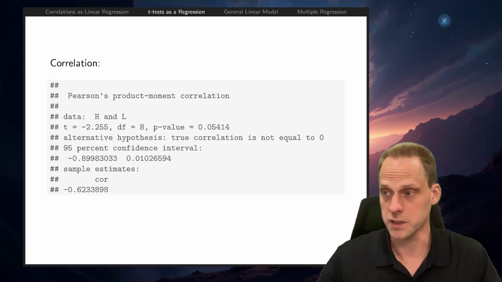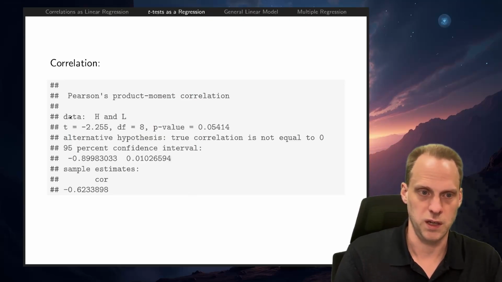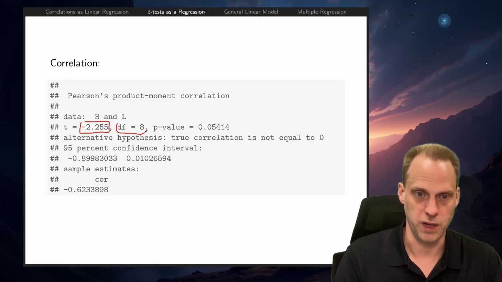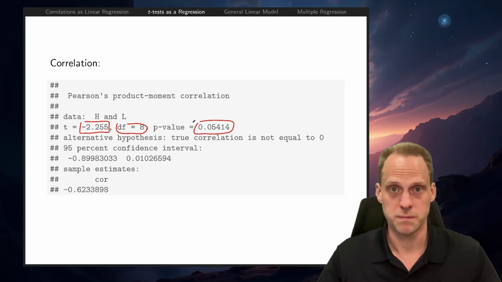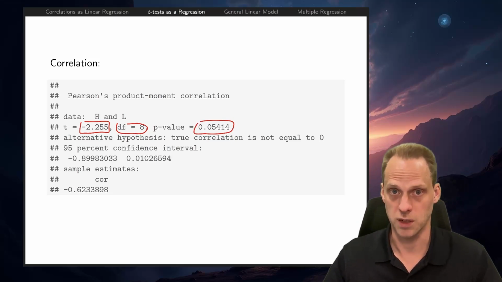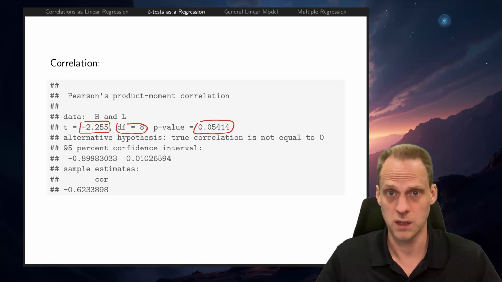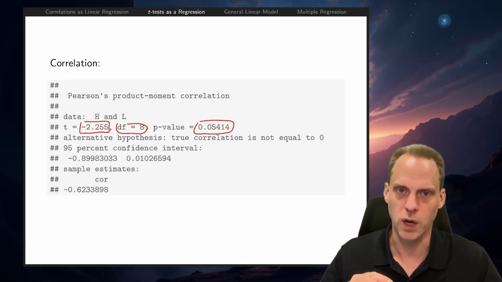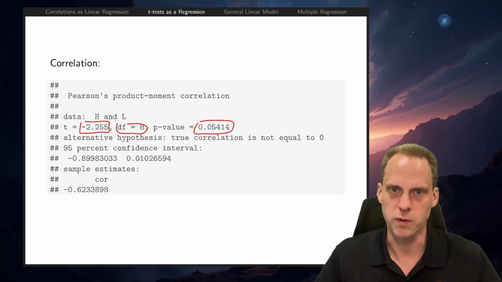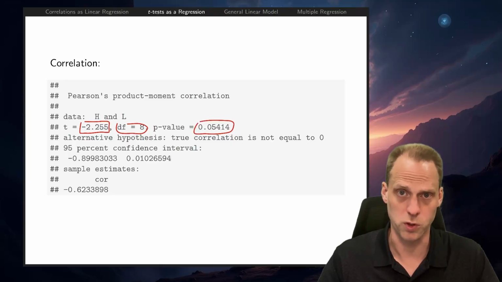Here we have the correlation in R. Again, it will look different in JASP. But we get a t-value of minus 2.255, degrees of freedom of 8, and p-value of 0.0541. It's the same. Right? All these things are doing the same thing, which is really cool. And it shows that we can actually interpret everything as a regression model. And this is why we talk so much about regression in this course. The regression is such an important topic here.